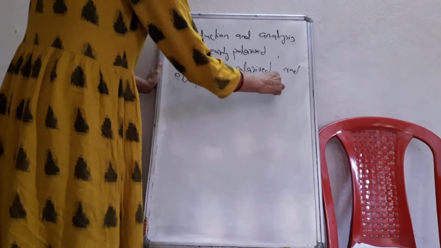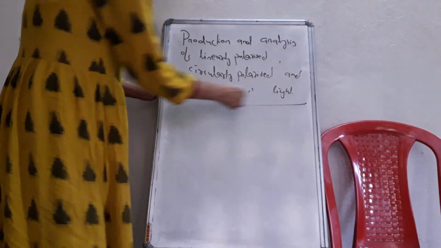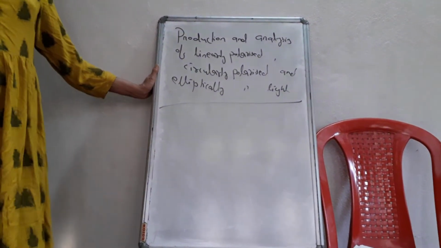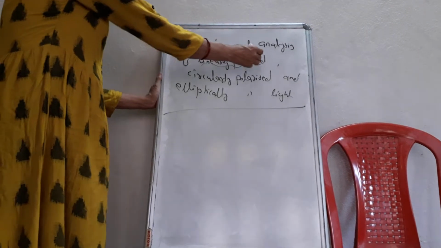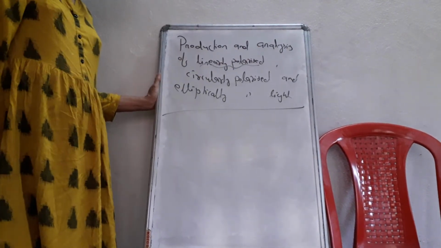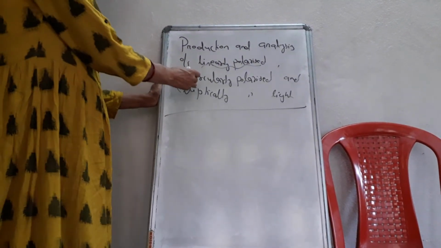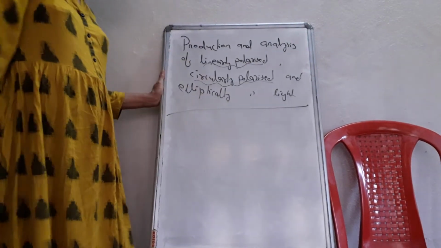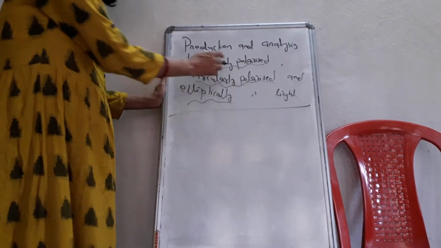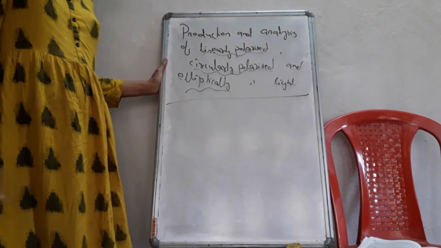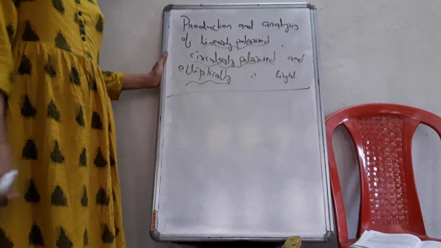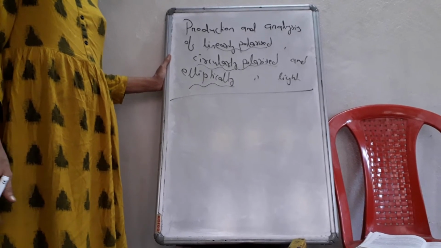That means polarized light is of three types. It is either linearly polarized, which is also called plane polarized. The second type is circularly polarized, and the third type is elliptically polarized light. So I'll give the theoretical discussion about it, then the practical application method we'll discuss.